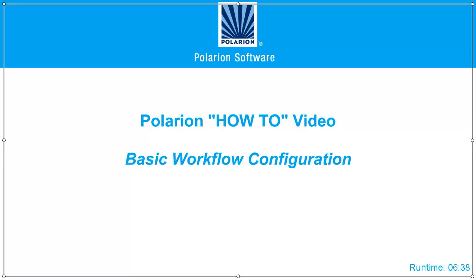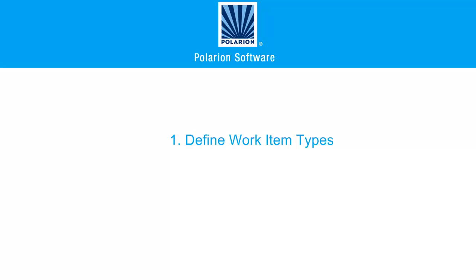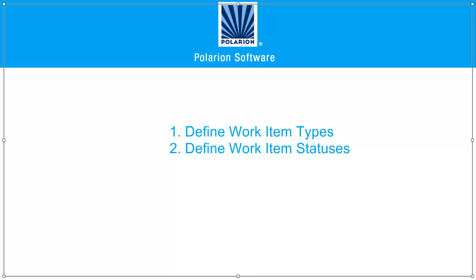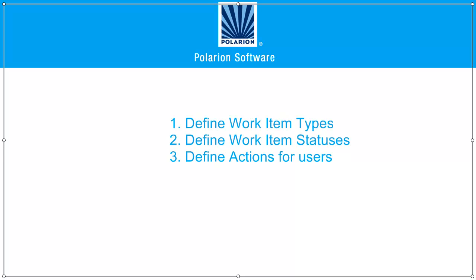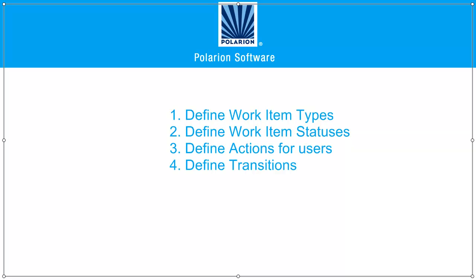This tutorial explains how to configure workflow to integrate a process in Polarion. There are four main steps. Define your project's work item types. Define the statuses your work items of all types can have. Define the actions that transition work items to different statuses. And define what transitions there can be between each of the statuses. This will take a little time to show you, so let's get started.